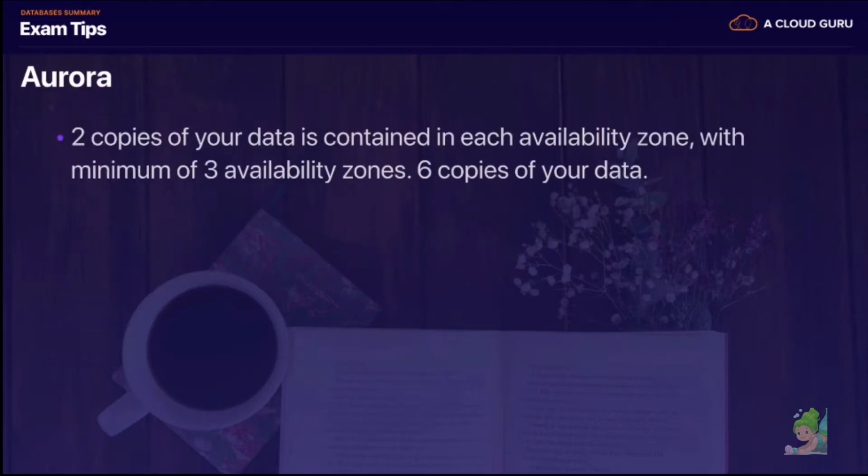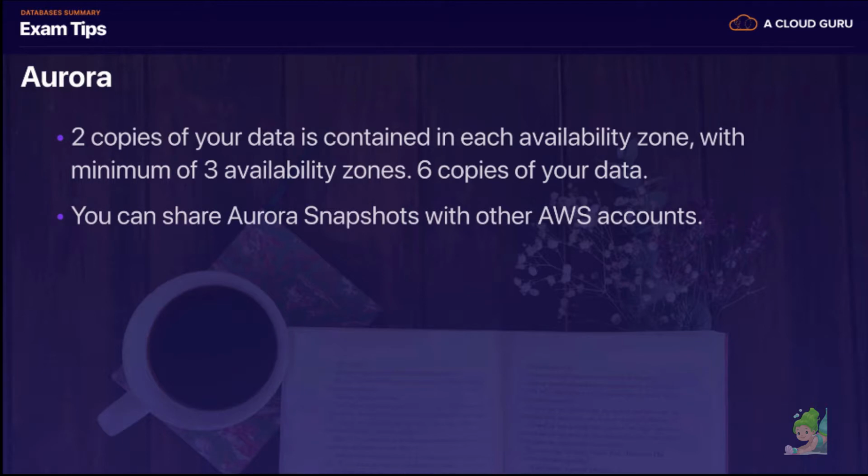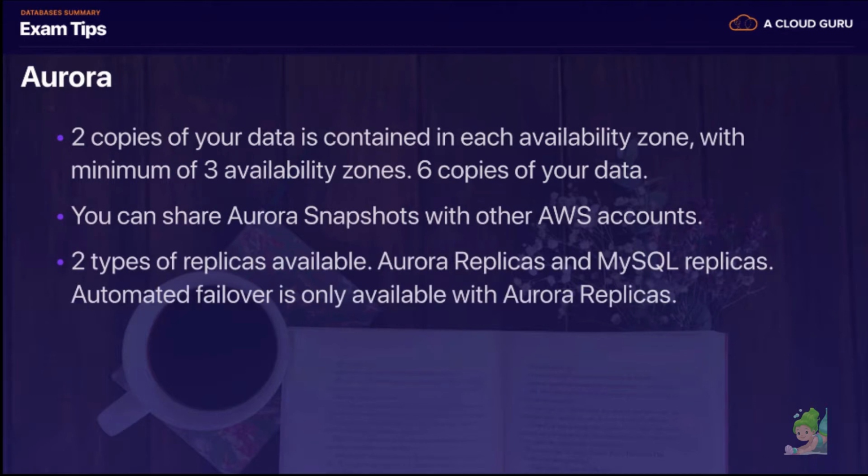Moving on to Aurora. Aurora is seriously cool. It's always going to have 2 copies of your data contained in each availability zone with a minimum of 3 availability zones. So you're always going to have 6 copies of your data. And you can actually go ahead and take a snapshot of your Aurora database and share that with other AWS accounts.